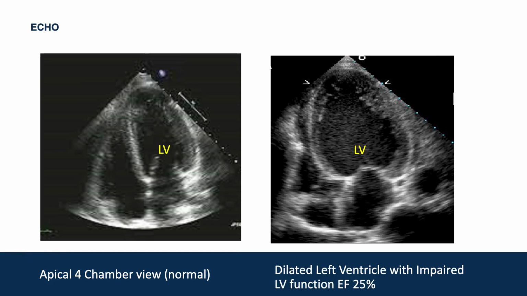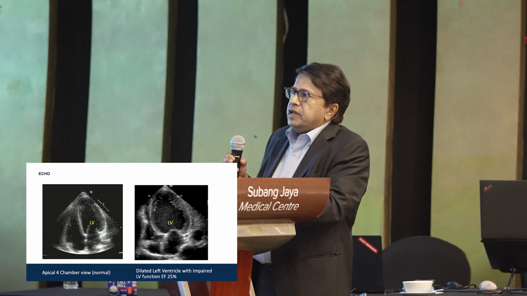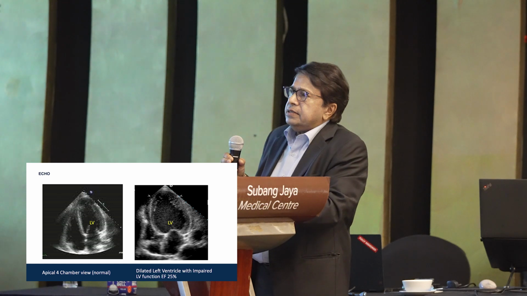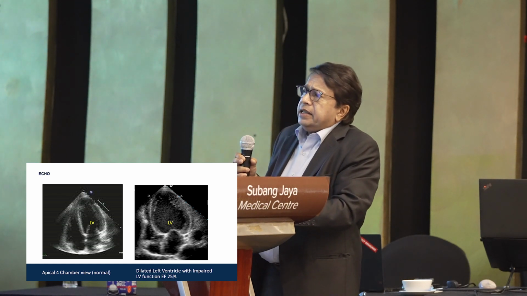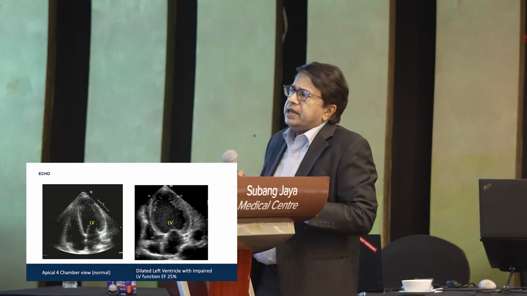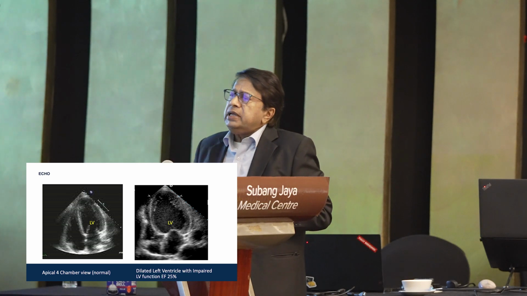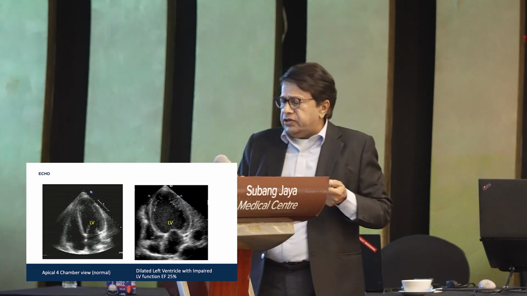The echo: this is a 4-chamber view in a normal person. You will see that this is LV, this is LA, right side, right ventricle, right atrium. In comparison with what he has, it is a totally dilated ventricle. It's about 6 to 7 centimeters, and the EF is only about 25%. Okay? So it's a totally dilated left ventricle.